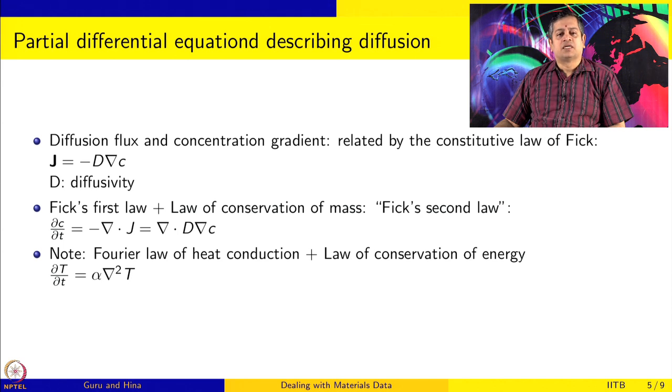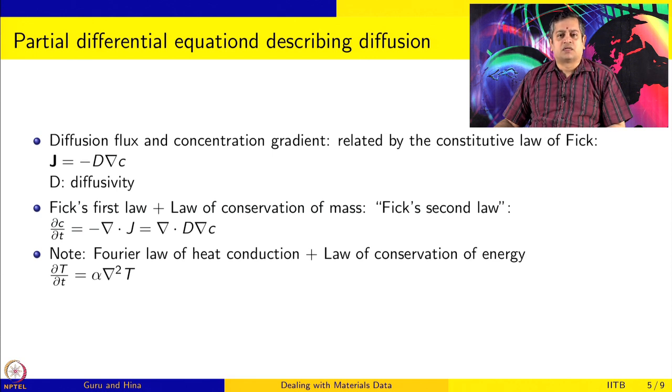And that gives you dou c by dou t, that is the rate of change of concentration with time, as del dot D del c. So, D del c is the term that comes from the first law, which is just the concentration gradient and the proportionality constant D. And so, there is another del operator which is operating on this. At this point, it is useful to note that the Fourier law of heat conduction, which is also a constitutive law, if you add to it the law of conservation of energy, you get a very similar equation, and that is the equation for heat conduction. It is given in terms of temperature, and instead of D, you have alpha, which is the thermal diffusivity. So, dou T by dou t is alpha del squared T is a common form for heat conduction. Because of the similarity between the two forms, as you can see, the solutions for both are very similar in mathematical terms. It is just the interpretation that varies.